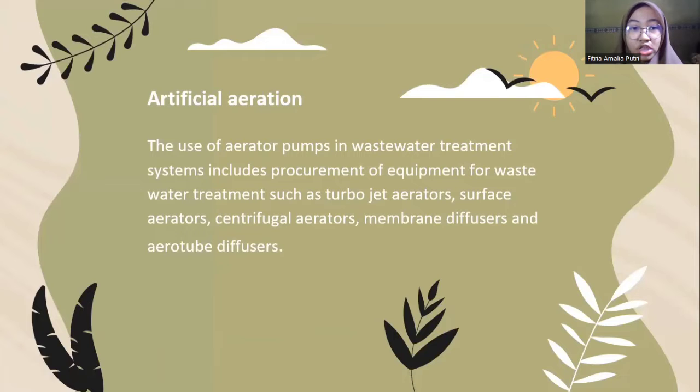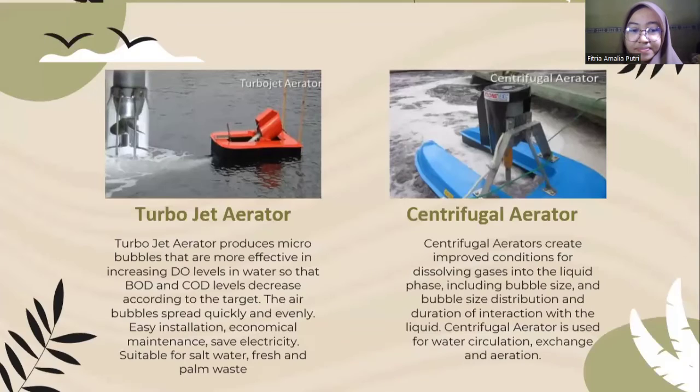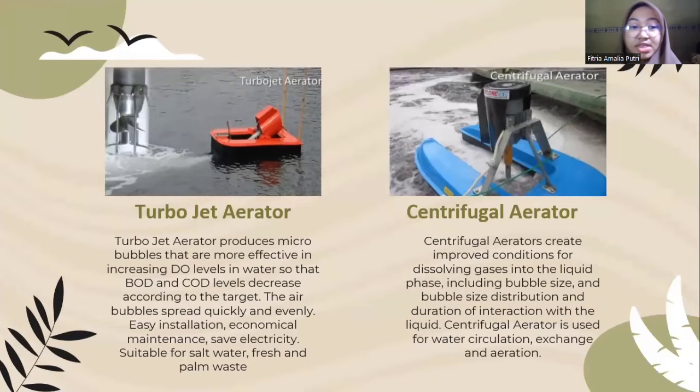In artificial aeration, the use of aeration pumps in a wastewater treatment system includes procurement of equipment such as turbojet aerators, surface aerators, centrifugal aerators, membrane diffusers, and air tube diffusers. The first one is the turbojet aerator. This picture is a turbojet aerator.